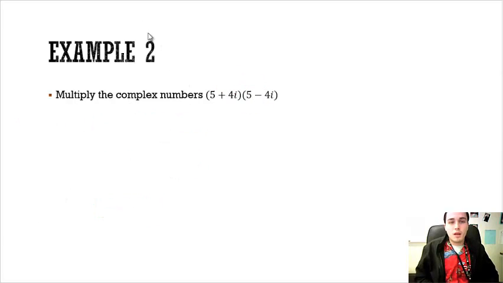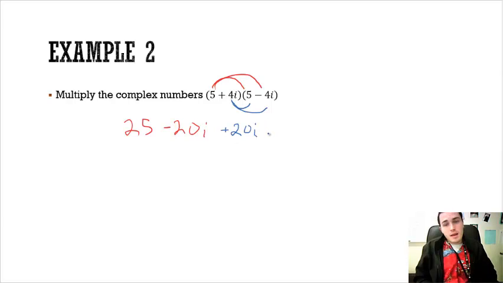Another example. 5 times 5 is 25. 5 times -4i is -20i. 4i times 5 is positive 20i. And 4i times -4i is -16i squared.